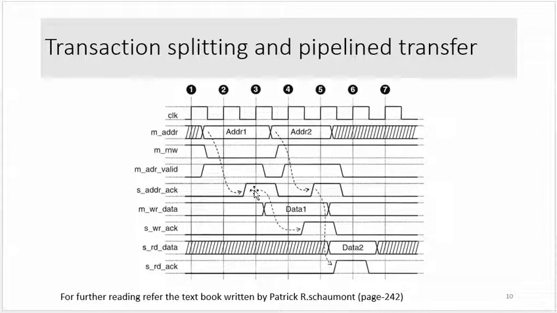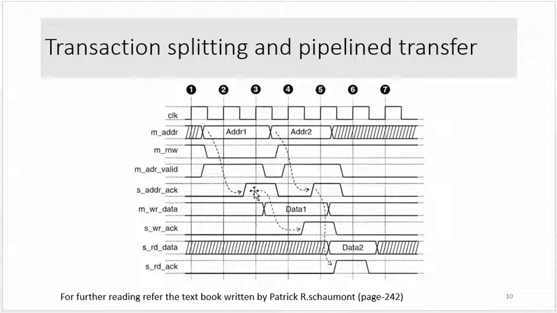Then it initiates the next transfer by driving a new address, address 2, on the address bus. So at this stage, it's performing two activities. On clock H5, two events take place. The bus slave accepts data 1 and it also acknowledges the read address 2. Finally, on clock H6, the bus slave returns the data resulting from the read operation, that is data 2.